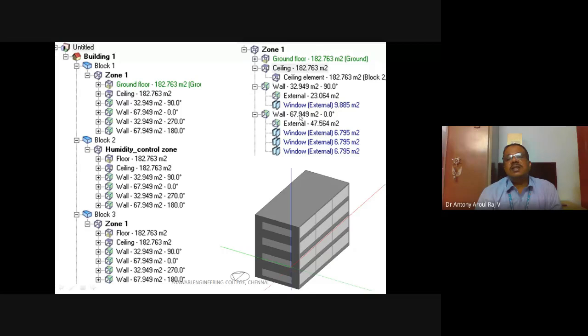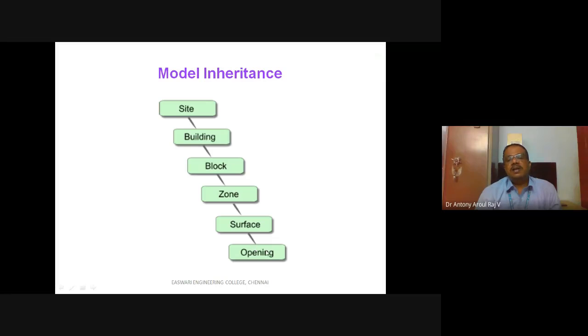Similarly, in each wall, see here, in this wall, I'm clicking. So I have external construction and 3 windows. Here you can see 1, 2, 3 windows are there. So that is what is shown here. So that means the wall is also having 3 components. These 3 components we call as opening.